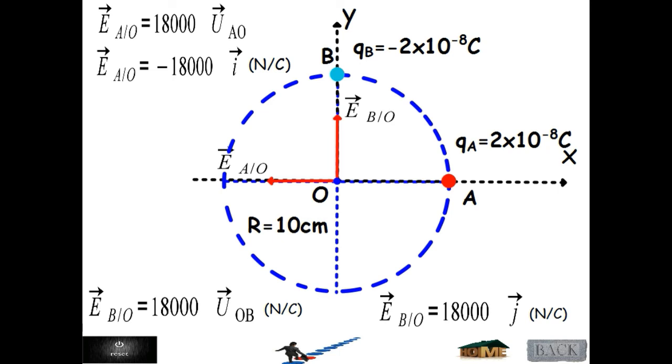Now we can draw the resultant electric field at O by completing the parallelogram. And here it's a square. This is the resultant electric field.